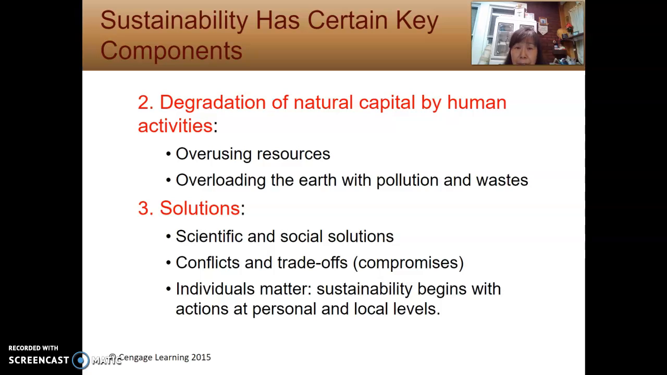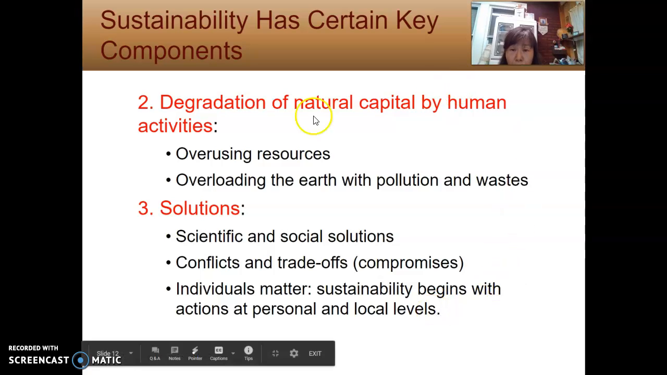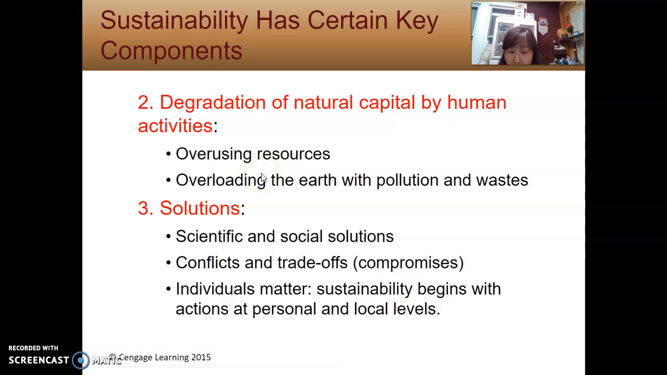And then other key components is degradation of natural capital by human activities. We needed to realize that. And then the main things are overusing resources, and then overloading the earth with the pollution and waste, more than the earth can handle at that time.